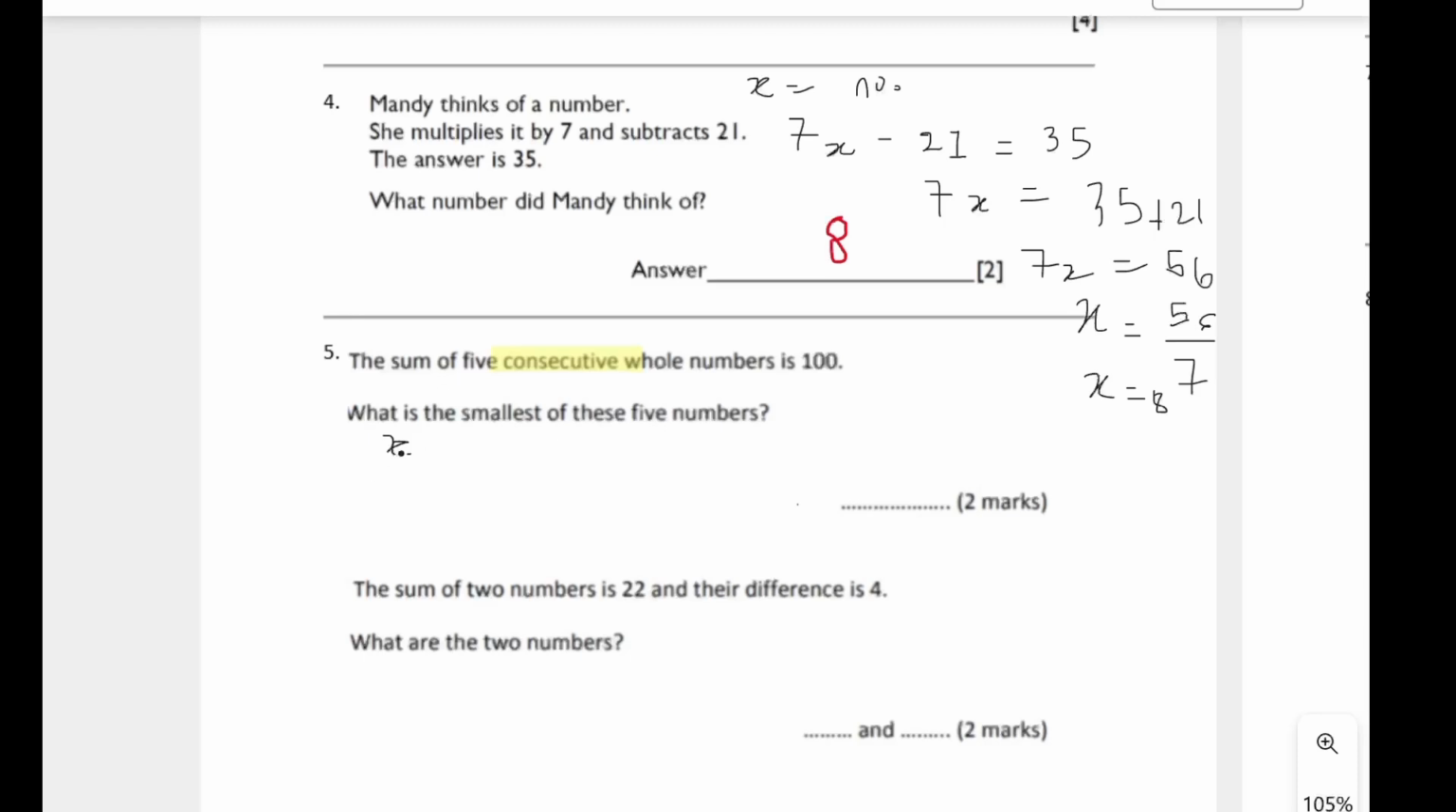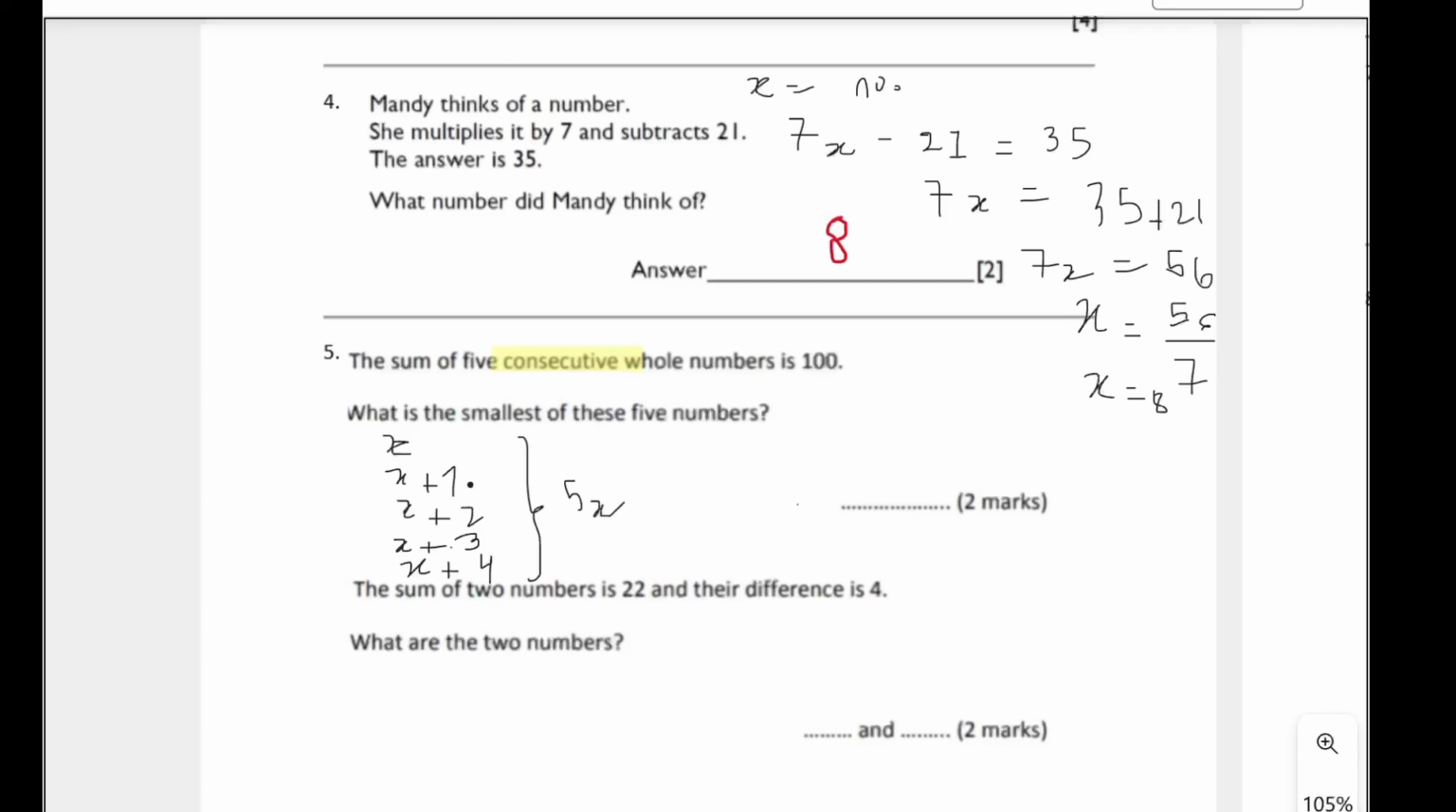So if x is the first, we have x plus 1, x plus 2, that's 3 consecutive numbers, x plus 3, and then we ultimately finish with x plus 4. Now, is this 5 consecutive numbers? We have 1, 2, 3, 4, 5. What does this all add up to? Let's add up all the like terms. How many x's do we have? We have 5x.